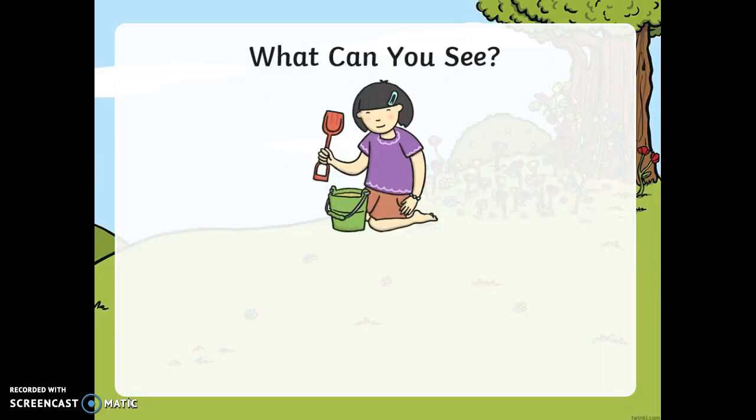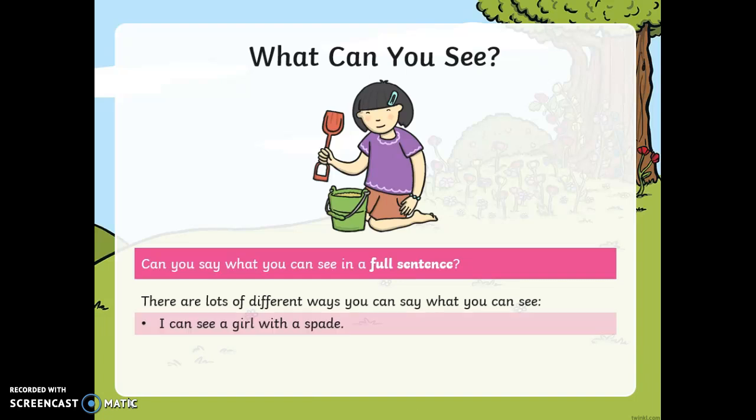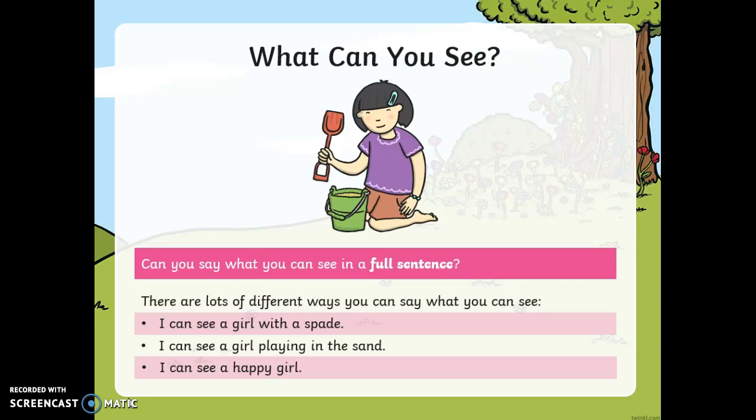Let's look at this picture. What can you see? We are going to write a sentence about what the girl is doing. There are lots of different ways you can say what you can see. You could say, I can see a girl with a spade. Or, I can see a girl playing in the sand. Or, I can see a happy girl.